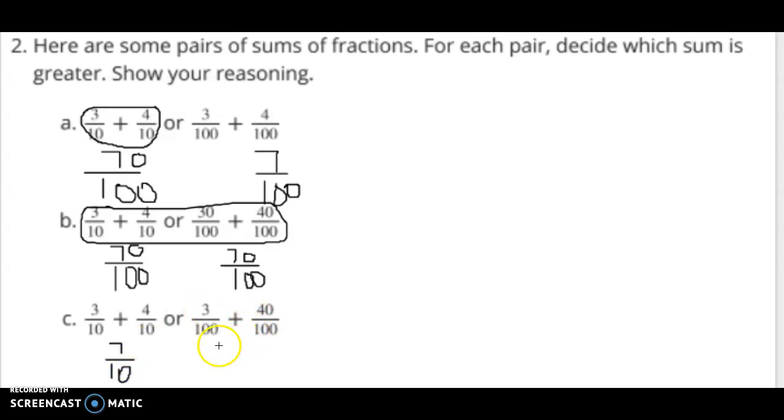The last one we have 7 tenths again. Now 40 plus 3, or 3 plus 40 would give you 43 hundredths. And again, if we add a 0, 70 is bigger than 43.